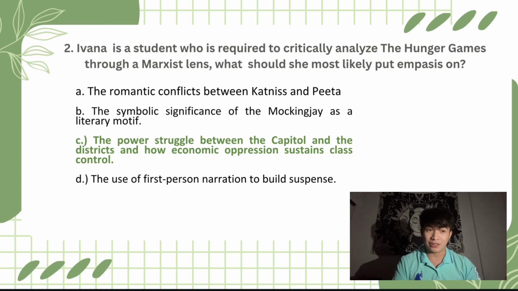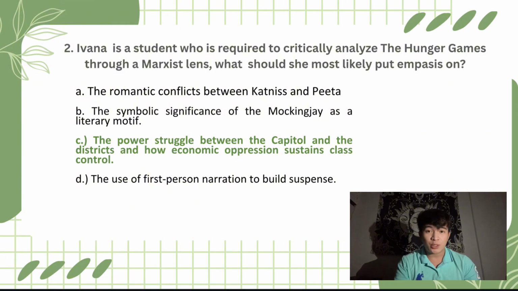Why? Because when we use the Marxist lens in analyzing a certain literary text, we focus on the class struggle, economic systems, and power structures, and how the ruling class maintains control over the working class. So, in this case, in Hunger Games, the ruling class is the Capitol, and the working class are the districts, especially District 12, which is poorer.